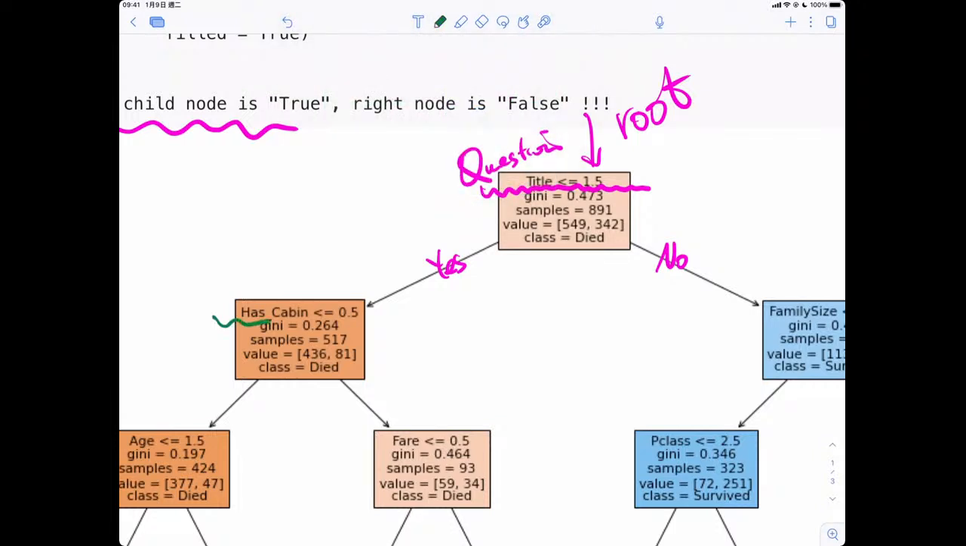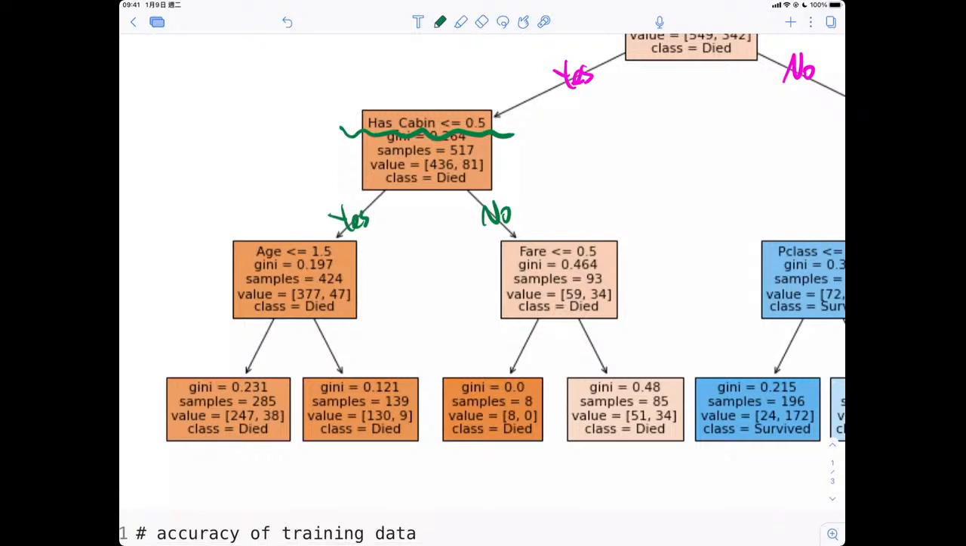Okay, that is the first question. The second question is, does this passenger have a cabin? If the answer is less than 0.5, then yes. Otherwise, no. And so on and so forth. So the problem of a decision tree is how you create an appropriate tree, and for each node, ask the proper question with some sort of parameters. For example, 0.5 and 1.5 are parameters of these questions. How do you create such a tree?